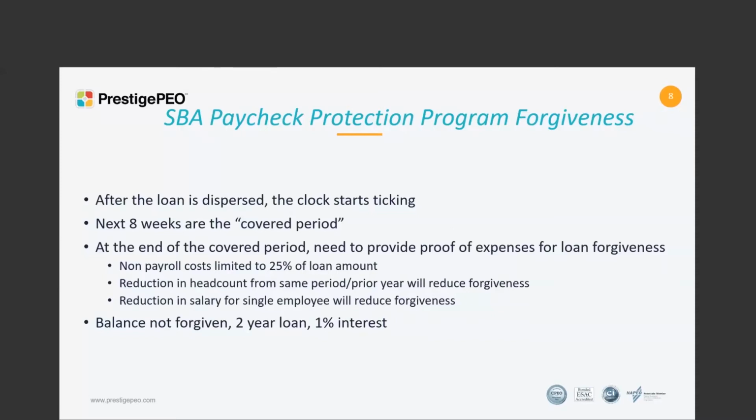Now, it's very possible that for some of you, not all of this loan will be forgiven. And that's okay. It turns into a very affordable 2-year loan at 1% interest. There was a lot of different information in the past. Was it 2 years, 10 years, 4%, 0.5%? This is what it will be. It will be a 2-year loan at just 1%.